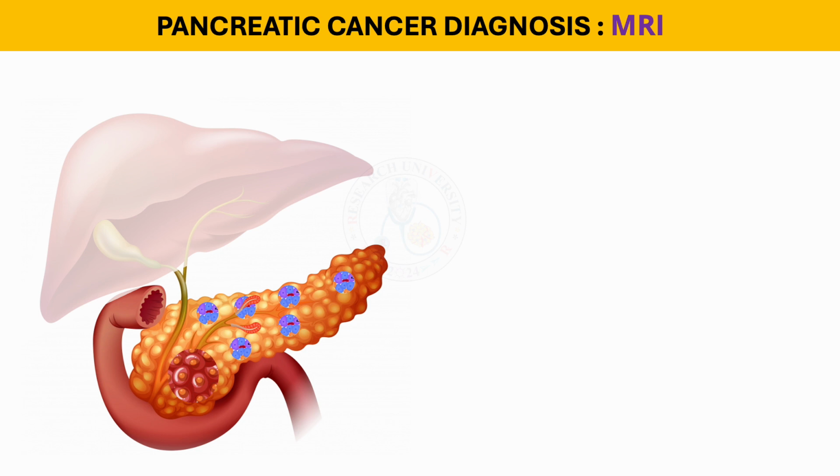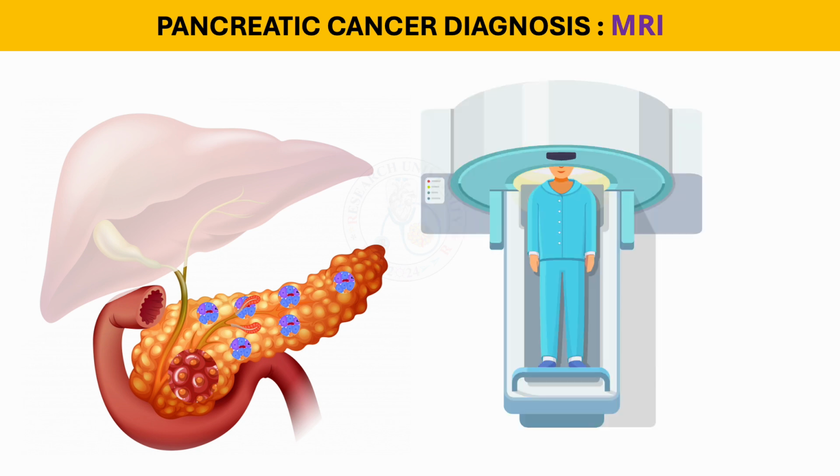First one is the MRI, also called magnetic resonance imaging. This imaging technique uses powerful magnets and radio waves to create a detailed image of the pancreas and surrounding tissues. It can help to detect the tumor and determine its size and location.